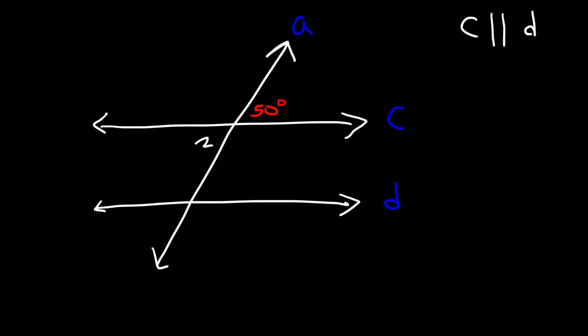Angle 2 is a vertical angle with respect to that angle, so therefore they're congruent. So this is 50. Angle 1 is supplementary to angle 50, so they have to add up to 180. So 180 minus 50 is 130. Angle 3 is a vertical angle with respect to 130, so angle 3 is also 130. Now what about angle 4? Notice that angle 1 and angle 4 are corresponding angles, so they're congruent.